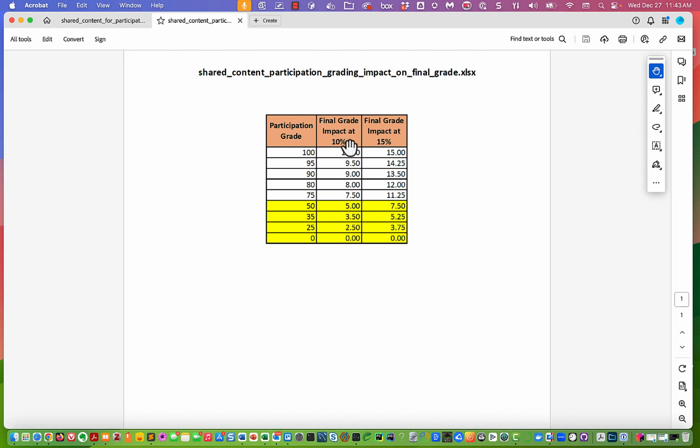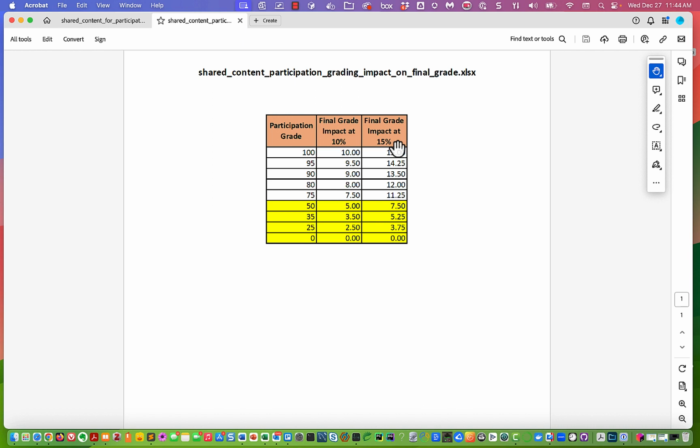Well, the course in which it's 10% is one in which I traditionally get high participation, and the one in which it's 15% is a course in which I've traditionally gotten low participation, and my judgment is that the impact has to be higher in order to get participation up.